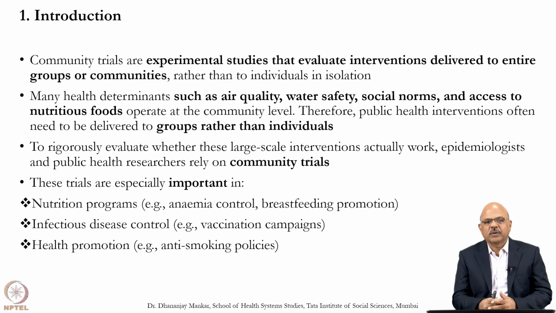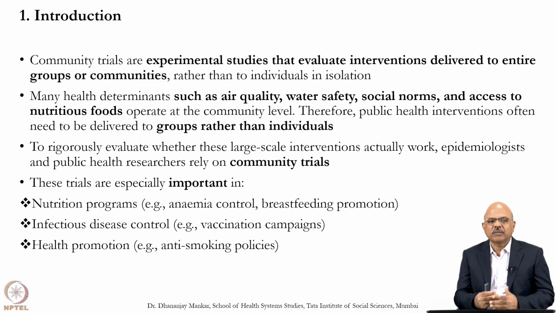Many health determinants, such as air quality, water safety, social norms, and access to nutritious foods, operate at the community level, and these are the parameters through which we can study the health status of a community. Therefore, when a public health intervention has to be taken, it often needs to be delivered to groups rather than individuals. There is a need for groups to be taken care of, and that is the reason we conduct community trials on groups rather than individuals.